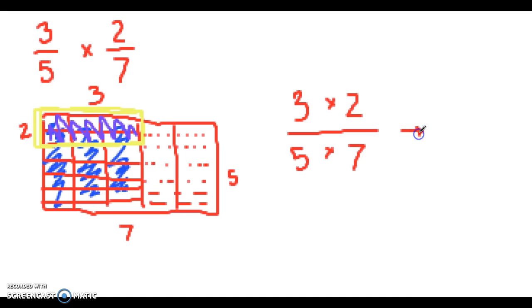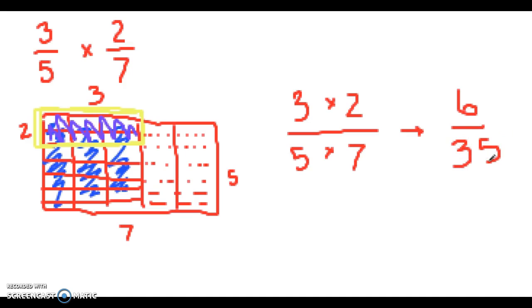And so that means our final answer is 3 times 2, which is 6. So our numerator, and that's again the groups we're concerned with, so our 2/7 of 3/5, like we showed over here. And our denominator is 5 times 7, which is total pieces in our whole when we split our 5 further into 7, which is 35.